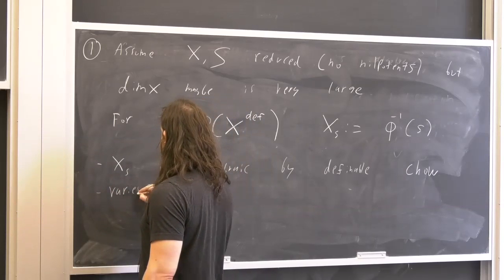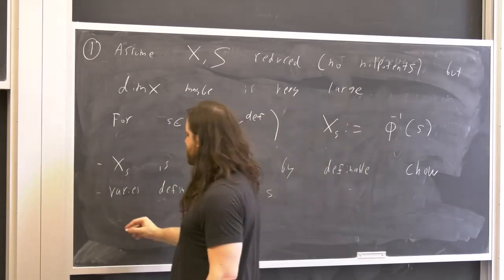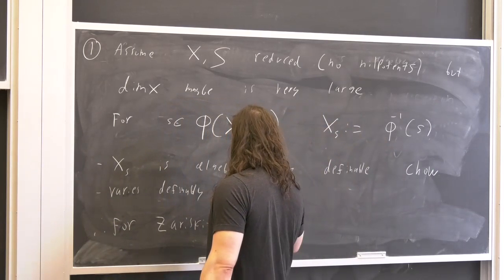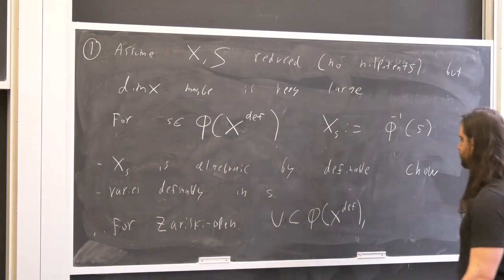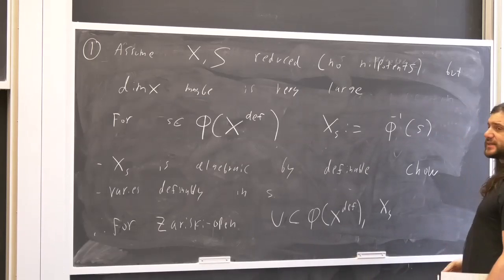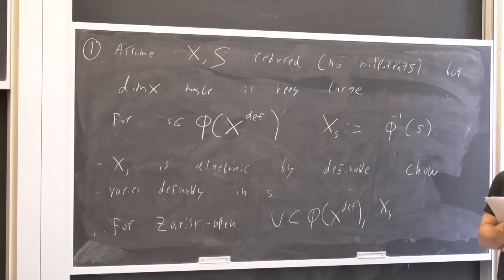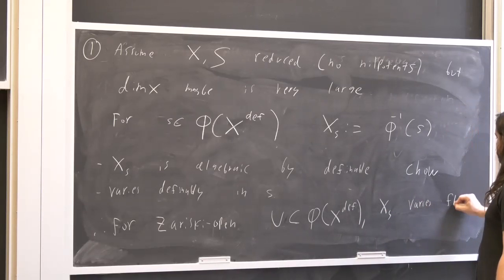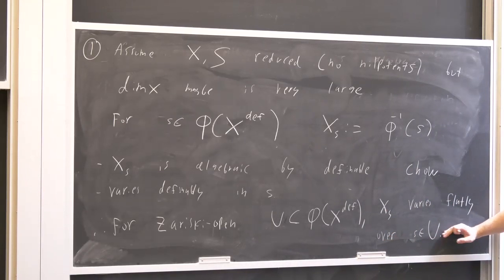However, it varies definably in s. And so as a consequence, you can deduce that for a Zariski open U inside the image of X, X sub s looks the same as s varies in U. So essentially, maybe it's usually 2 points and sometimes becomes a point. Or maybe it usually looks like a smooth curve of genus 2, but sometimes becomes a curve of genus 1 or something higher dimensional. But essentially, it usually looks the same, which means X sub s varies flatly over all s in U. That is a sort of formal way of saying it.